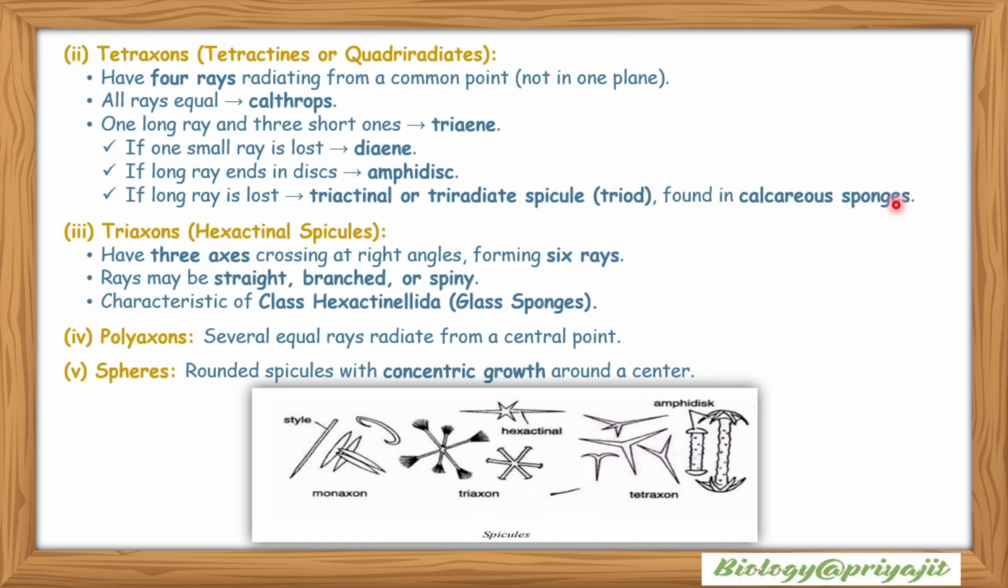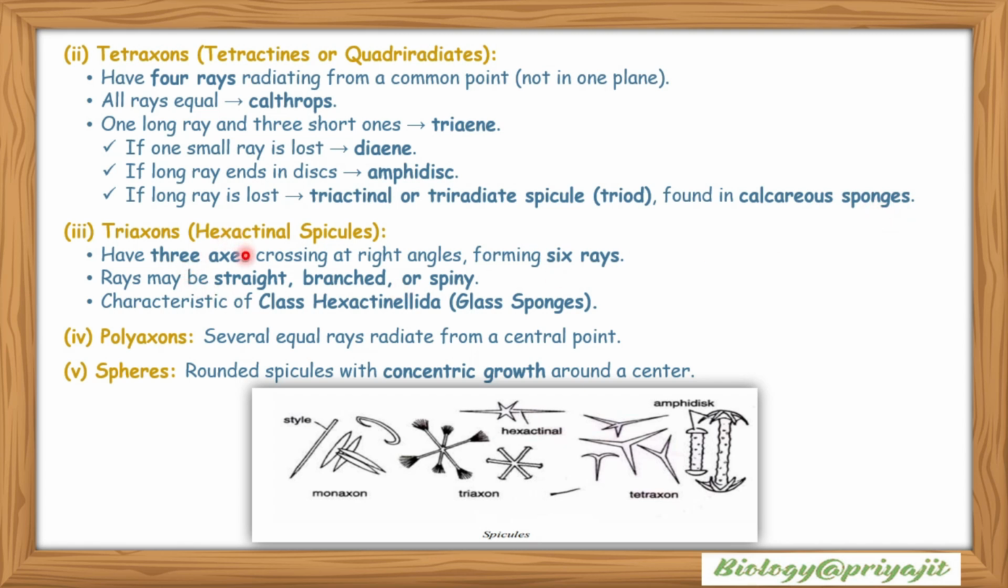Tetraxons are also known as tetractines or quadriradiates. They have 4 rays radiating from a common point, which are not in one single plane. If all 4 rays are equal, they are called calthrops. One long ray and 3 short ones is known as a triaene. If one small ray is lost, it is called a diaene. If the long ray ends in a disc, it is called an amphidisc. If the long ray is lost, it is called a triactinal or triradiate spicule, or triode. It is found in calcareous sponges.